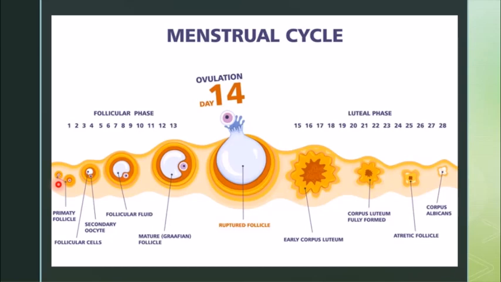Because of the hormone FSH, follicle stimulating hormone. So FSH is secreted at this time, and because of it the follicles are developing. As these follicles develop, they also release a hormone called estrogen. And because of the estrogen, the endometrial lining in the uterus starts to develop.